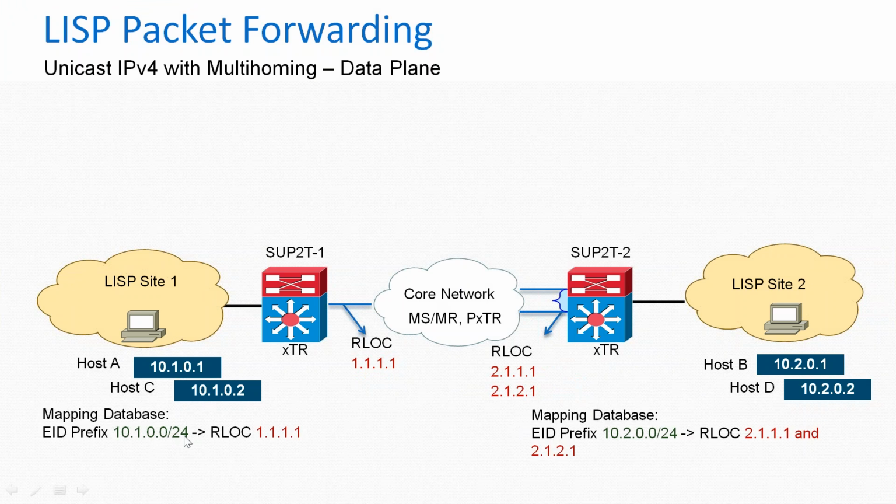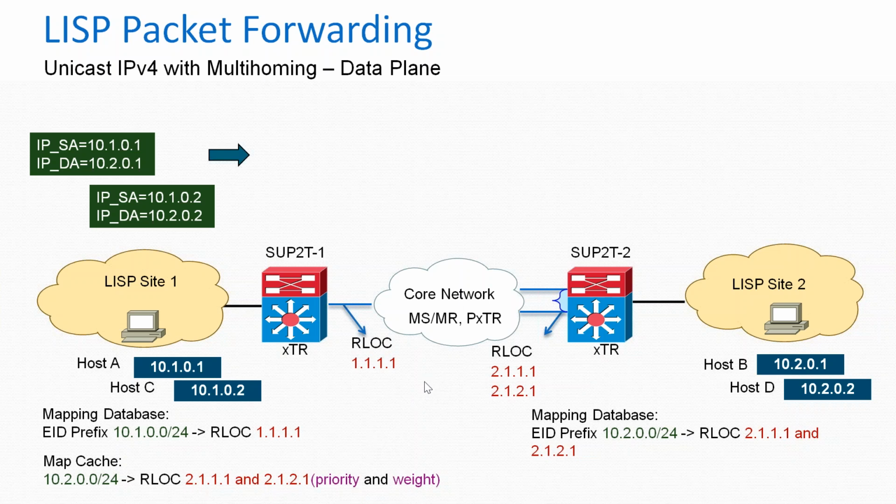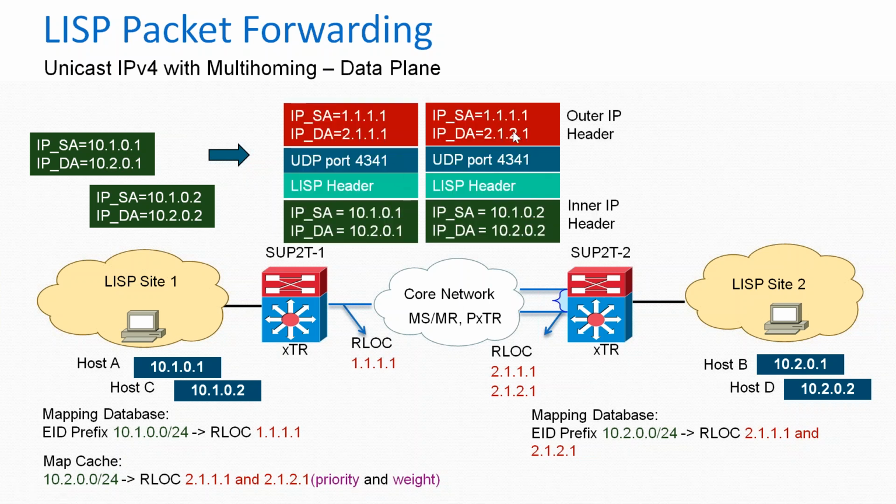So obviously my endpoint entries are mapping with the locator. In the destination also you can see they are mapping with the locators. Now see the data flow. My map cache 10.20.24, the locator 2.1.1 and 2.1.2.1, priority and weight. It's okay. Now when the packet starts moving, my source is 10.1.0.1, destination is 10.2.0.1, source is .2, destination is .2. Let's see how encapsulation and decapsulation happens.